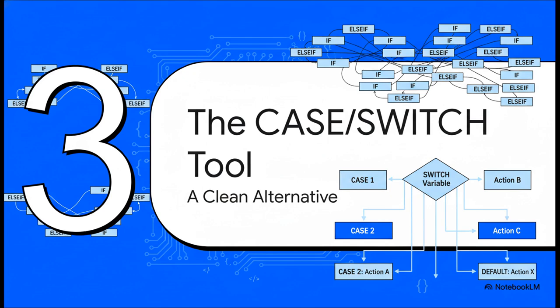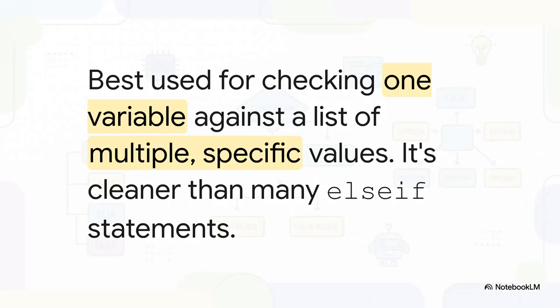So for some situations, we've got a much cleaner, more elegant tool, the case or switch statement. Okay, so here's the key thing to remember. When do you use it? You should reach for a switch statement when you have one single variable, like day of the week, and you want to check it against a whole list of specific exact values, like Monday, Tuesday, Wednesday, and so on.